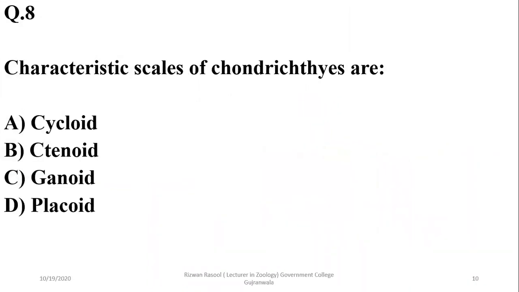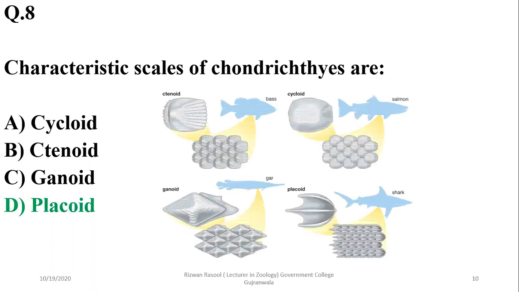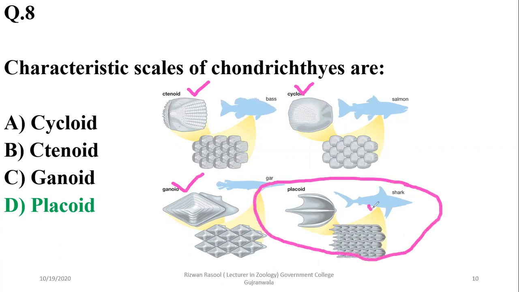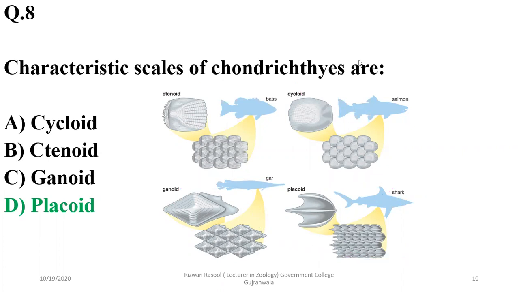Characteristic scales of chondrichthyes. These are the four basic types of scales which are found in different types of fishes. Chondrichthyes or cartilaginous fishes have placoid characteristic scales. As you can see here, the other scales are the common features of bony fishes such as cycloid, ctenoid, or ganoid scales. But cartilaginous fishes such as sharks, shown over here, have placoid scales.